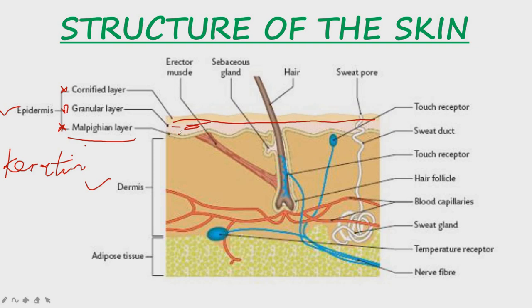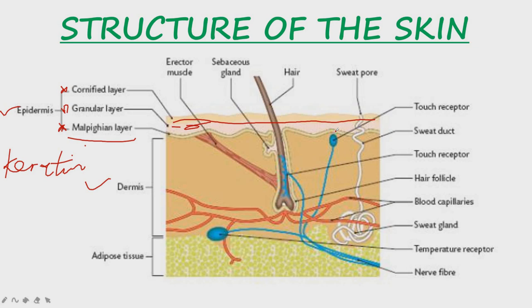Because this is the area where we see cells that will continue dividing. They are active dividing cells. So how do they survive? How do they get blood? How do they get nutrients for their metabolic activity?